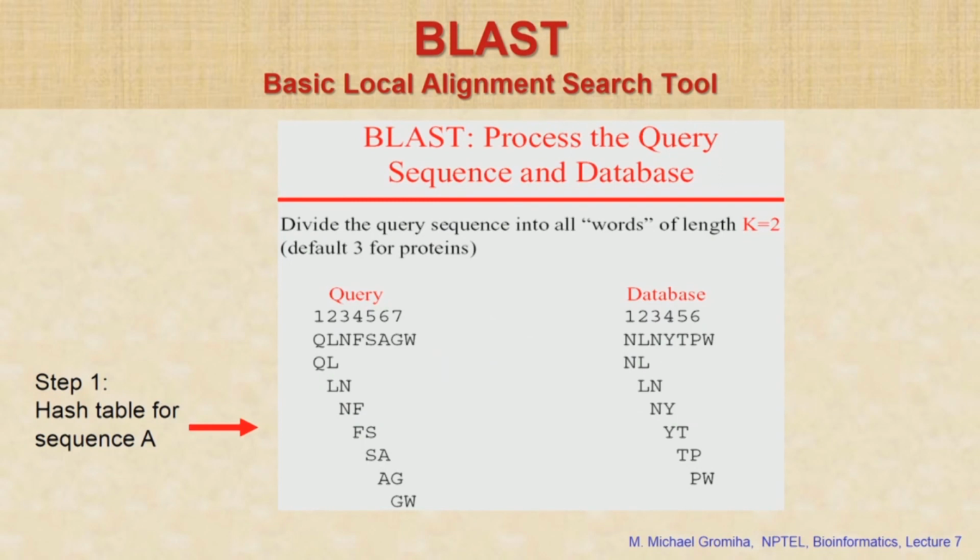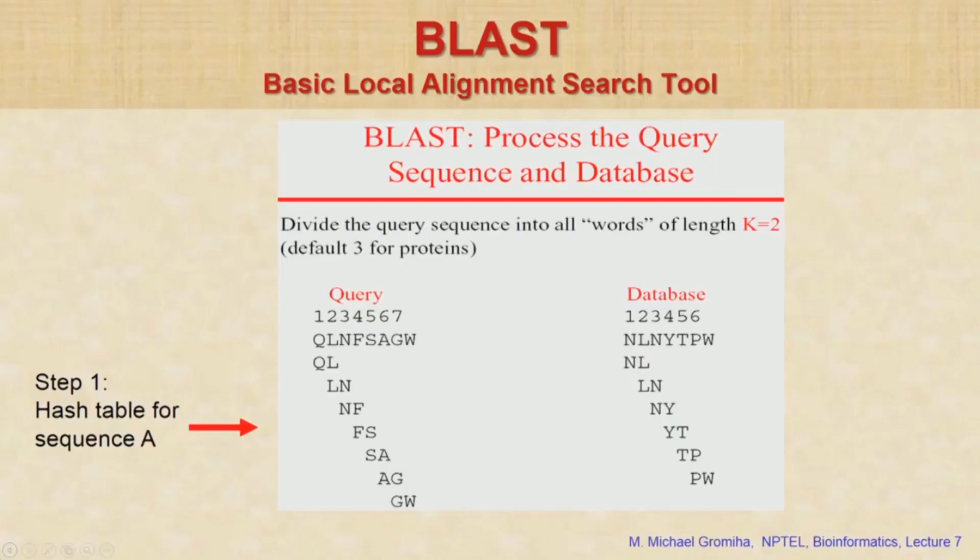This is a program, this stands for Basic Local Alignment Search Tool. They developed an algorithm and it is also available online. So, you can use the tool to get your alignment. How does it work? Let me explain this. First, if you have the query sequence and we have a database, how to map? They divide these sequences into small bits of length k. Usually they use k equal to 2 or k equal to 3 for the case of proteins. Now you have the query sequence Q, L, N, F, S, A, G, W. We compare this with the database N, L, N, Y, T, P, W.